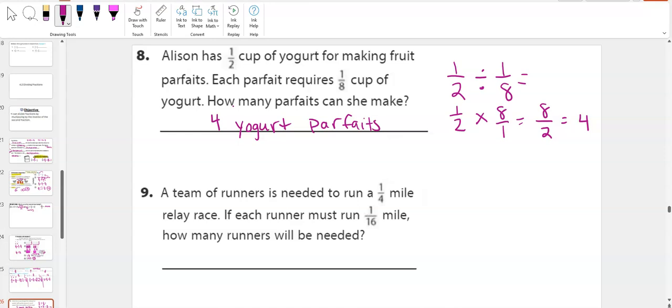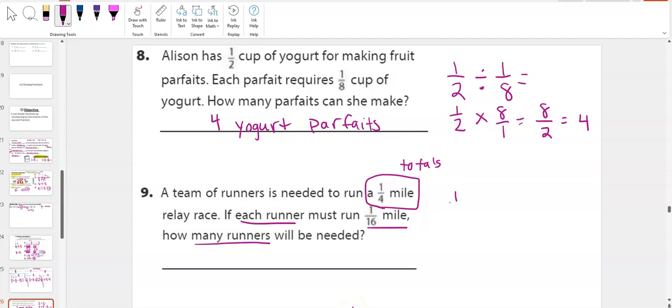You just have to understand what's going on in the problem. So remember, word problems are like stories. What's happening in the story? How am I setting this up? Okay. Number 9, a team of runners is needed to run a 1/4 mile relay race. So this is the total miles of the relay, right? If each runner is running 1/16 of a mile, how many runners are they going to need?